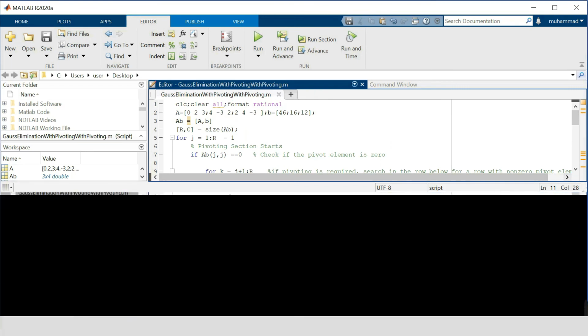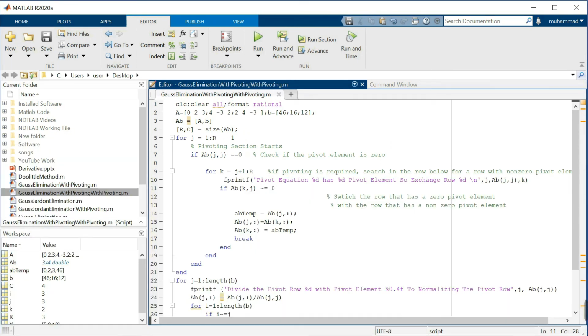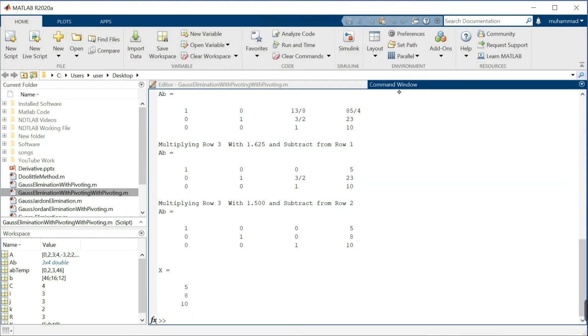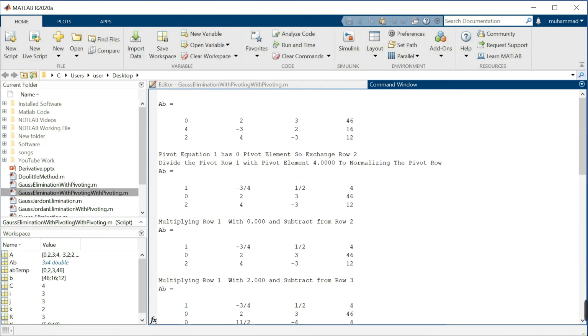We run this MATLAB code and we will see the results of the Gauss Jordan elimination method. Here we can see our given augmented matrix, and the pivot coefficient is 0. We can see that pivot equation 1 has a 0 pivot element, so it is exchanged with row 2. Row 2 is exchanged with row 1, and now we have a non-zero pivot element.